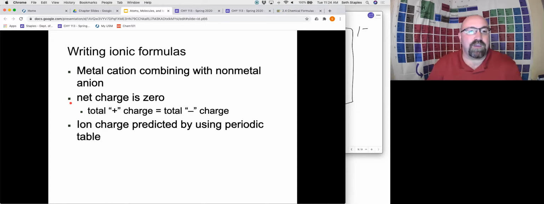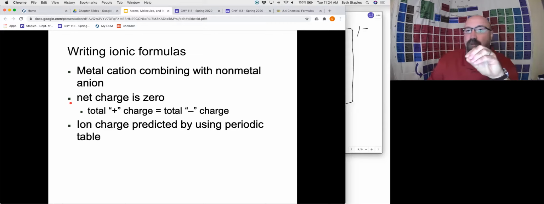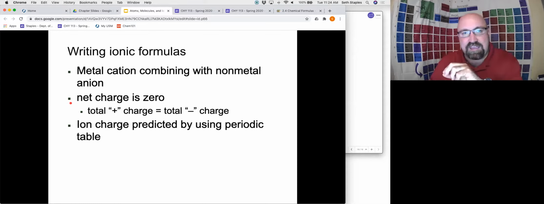So we talked about how we can predict the charge by using the periodic table. We look to see where the atom is located in the table to see if it's going to be a +1, a +2, a -3, whatever it might be. So we're going to predict that charge by using the table. And then using the charge of two different ions that come together, we're going to look at how many of each of those we need in order for the whole overall compound to have a neutral charge, for the pluses to now cancel out our minuses.